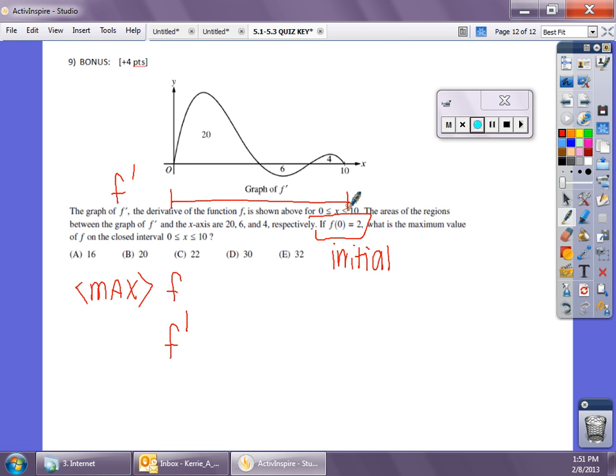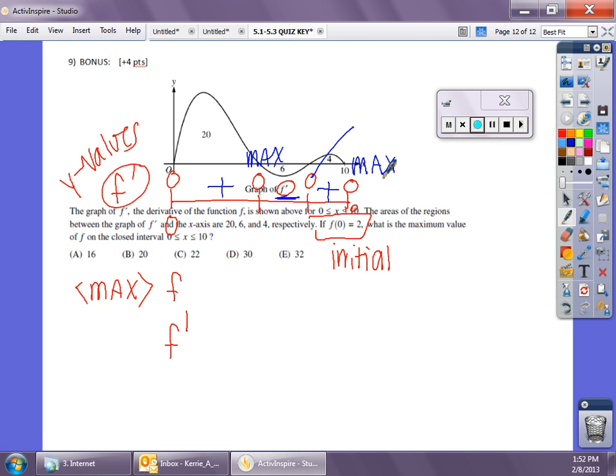F prime sign chart is, if I have f prime and I want f prime sign chart, I'm doing y values. So the y value at 0 is 0, the y value here is 0, the y value here is 0, and the y value at 10 is 0. Then the y values are positive, y values are negative in between, y values are positive. So, what is the maximum value? Well, maximums happen when your sign chart changes from plus to minus, so there's a max. Maximums also happen at endpoints if you're decreasing before. So this is also a max.